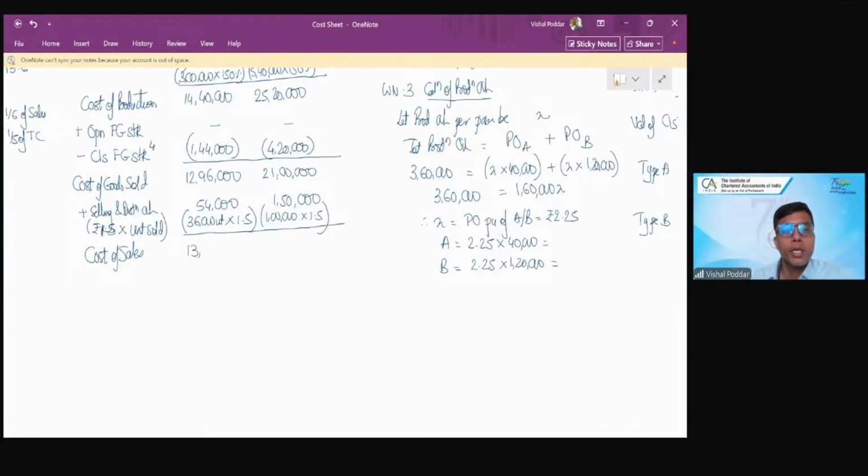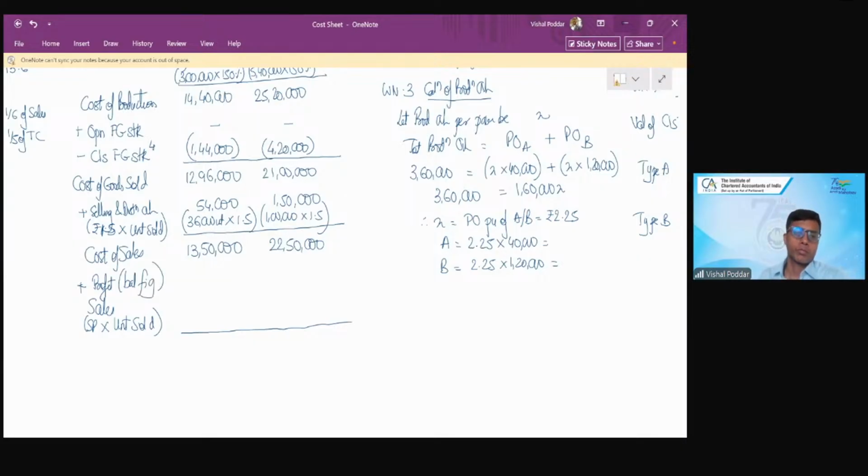So I get 1350 as my cost of sales here, 2250 as my cost of sales here. I'm given my sales value, which means I can derive selling price into units sold. So I will get my profit. Correct.